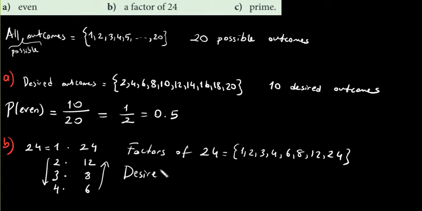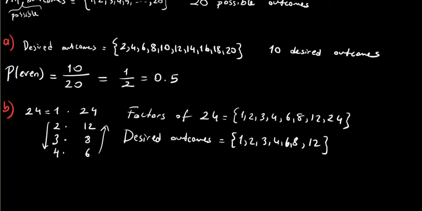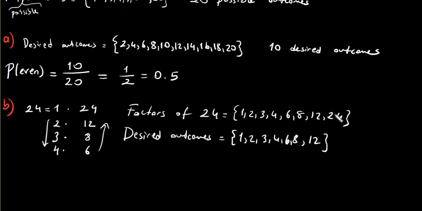So the desired outcomes will be 1, 2, 3, 4, 6, 8, 12. Not 24, because 24 is not among these numbers. On the cards, we don't have the number 24. It's not a desired outcome. All right, so desired outcomes: 1, 2, 3, 4, 6, 8, 12. If you have a question, please ask. Be careful, we don't count 24 because 24 is not among the all possible outcomes.